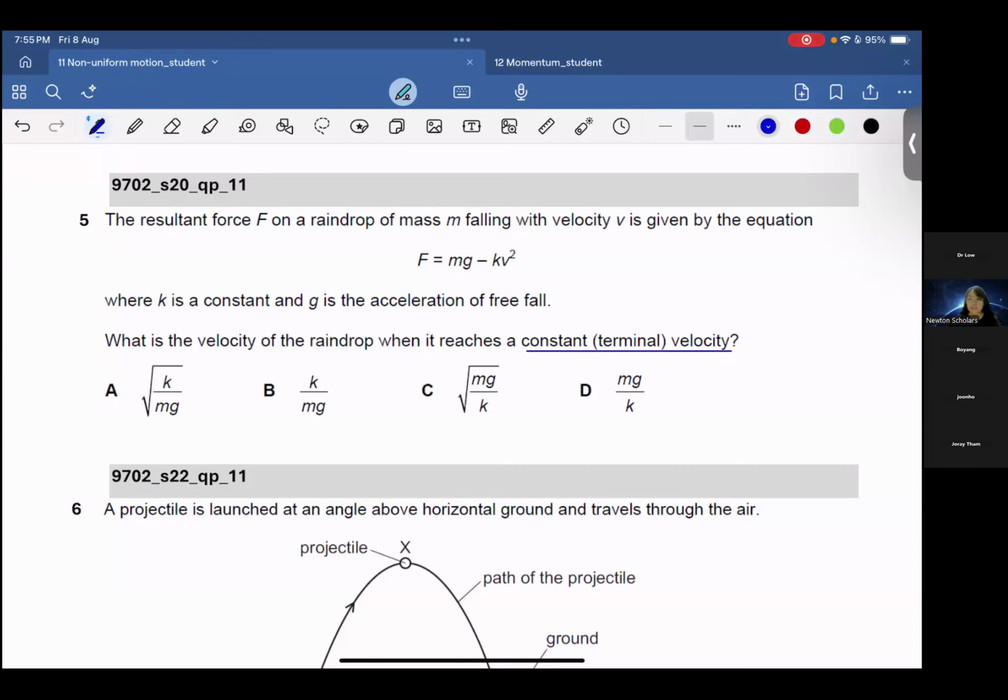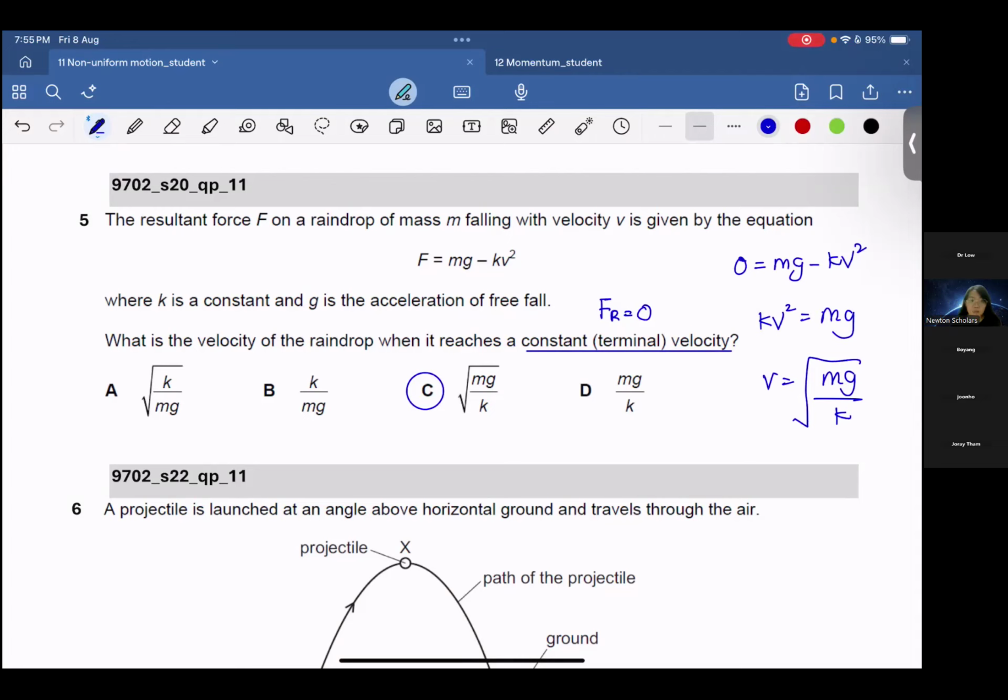Vashini, correct. How about others? Vowel, correct. Okay, constant velocity. That means that the resultant force is zero. Upward force equals downward force. So here, 0 equals mg minus kv squared. So kv squared equals mg. V equals the square root of mg divided by k. Answer is C.